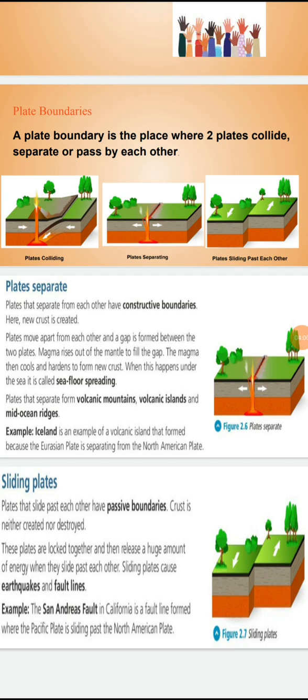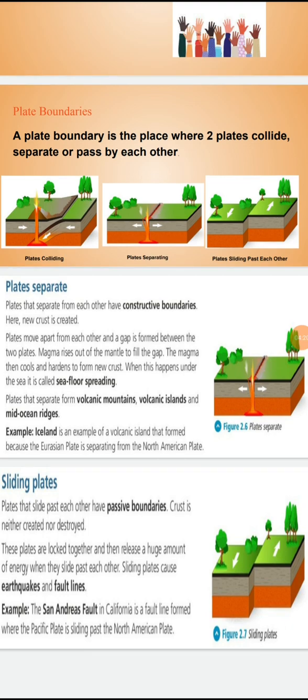When this happens under the sea, it is called seafloor spreading. Plates that separate form volcanic mountains, volcanic islands, and mid-ocean ridges. Example of this is Iceland. It is a volcanic island that formed because the Eurasian plate is separating from the North American plate.